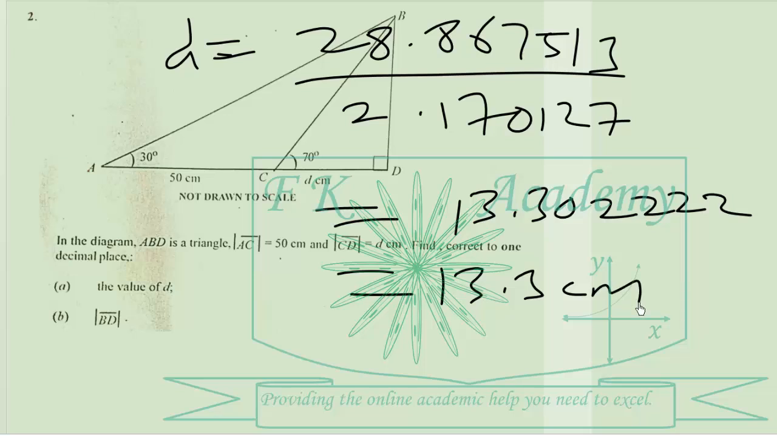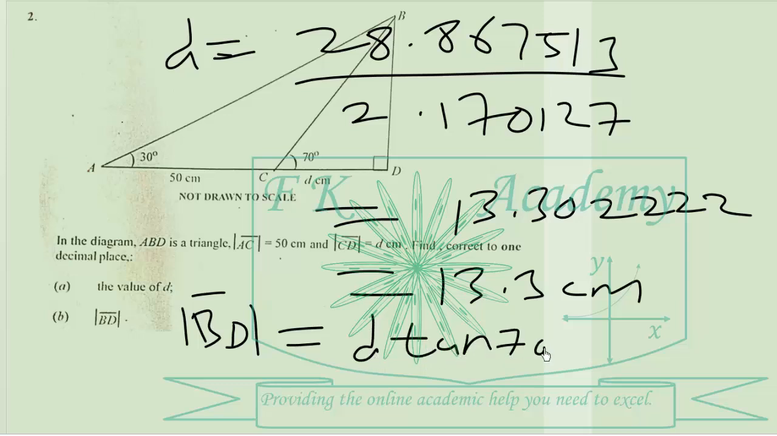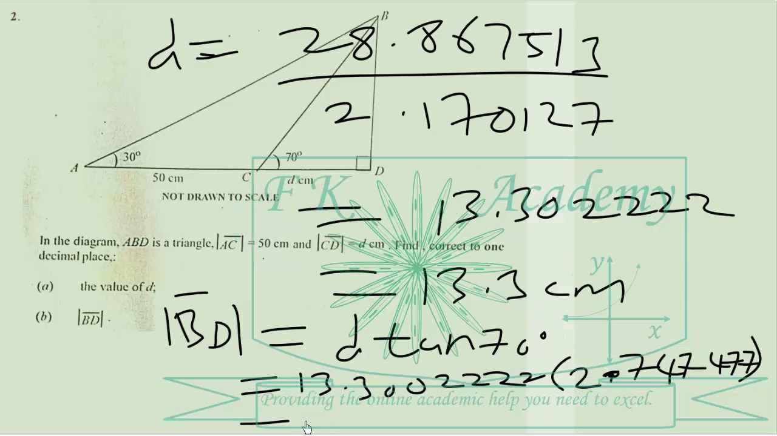Then we are asked to find BD, line segment BD. So recall that line segment BD is equal to D times tan 70 degrees. And when we multiply this, we are obtaining 36.54. And we correct it to one decimal place, we are getting 36.5 centimeters.